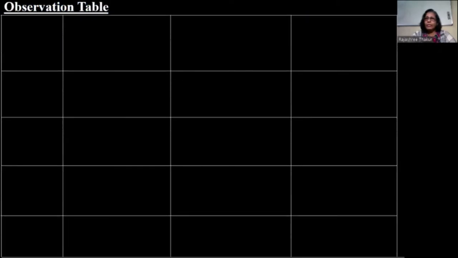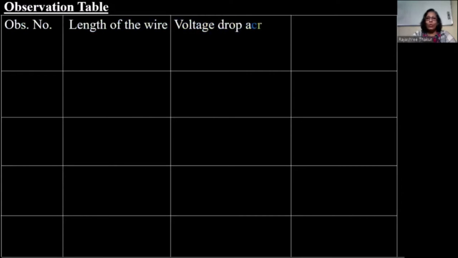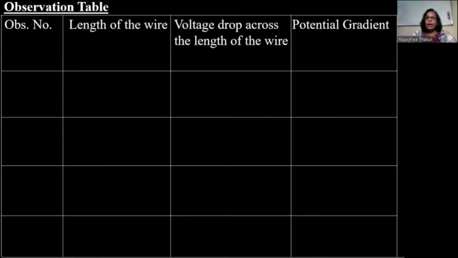So let us keep the observation table ready. So we have observation number, length of the wire, voltage drop across the length of the wire, and potential gradient. We denote length of the wire by L and we measure it in centimeters. Voltage drop across the length of the wire is denoted by V and it is measured in volts, and potential gradient is V by L and unit is volts per centimeter.